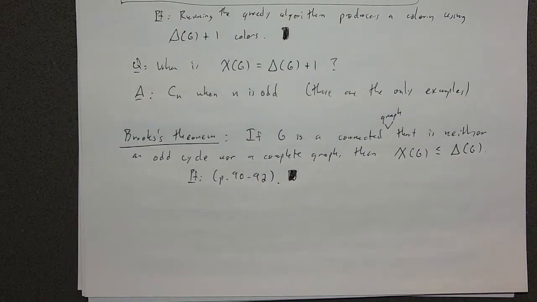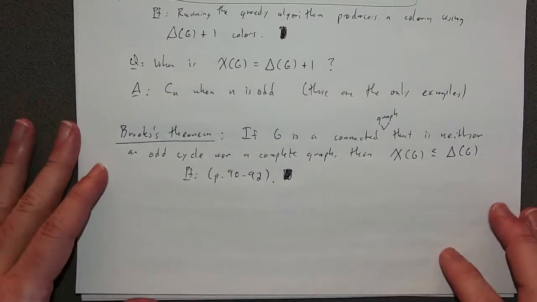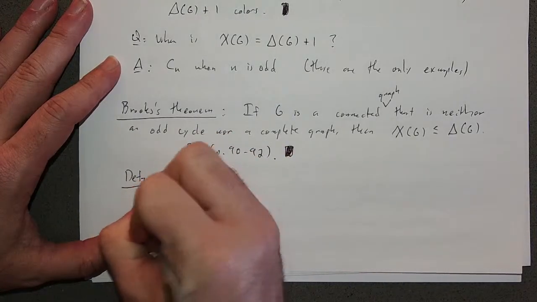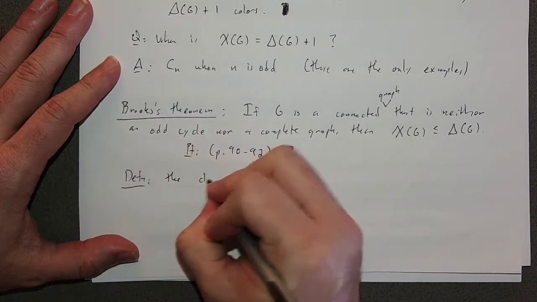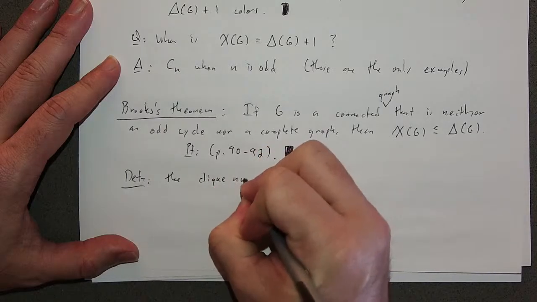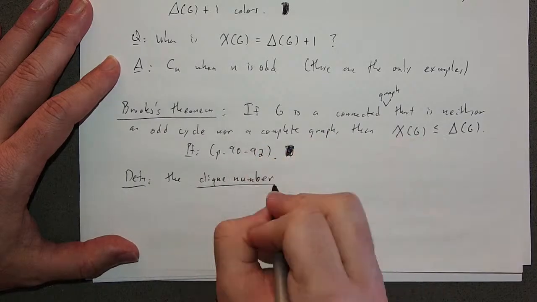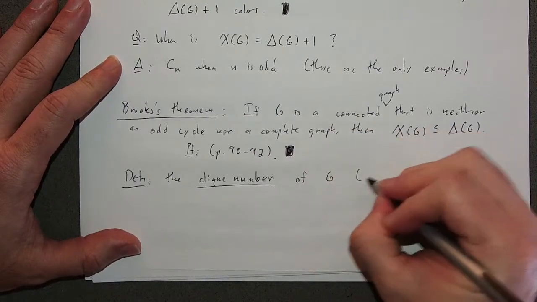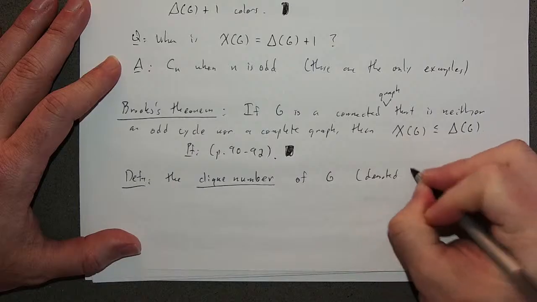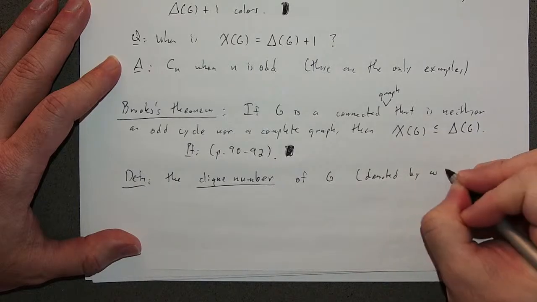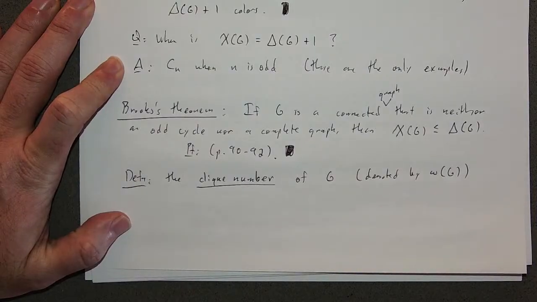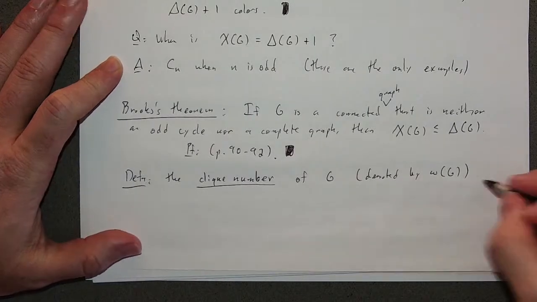Now, before I talk about the next bound, I have to introduce something else called the clique number. So, quick definition. The clique number of a graph, which we denote with omega of G, is defined as the order of the largest complete graph that is a subgraph of G.